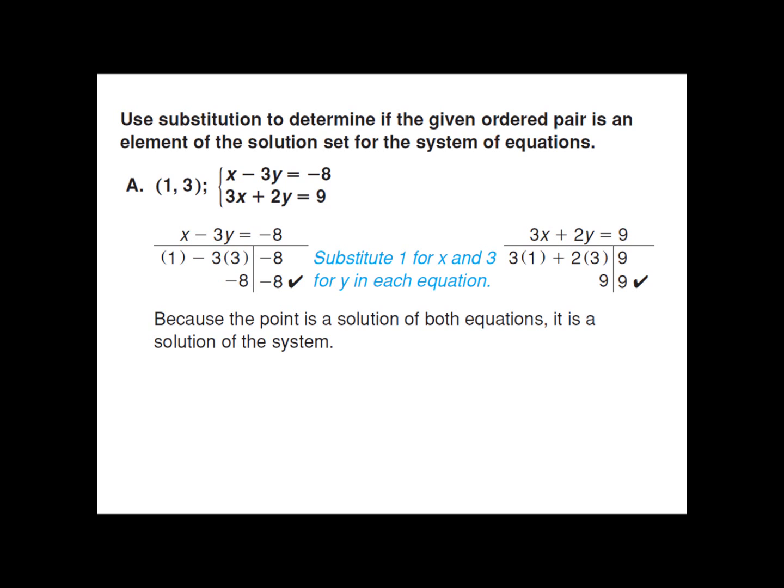So this point is a solution of the system. Now, is it the only solution? Well, we'll talk about how to figure that out later. But this point is a solution for this system of equations.